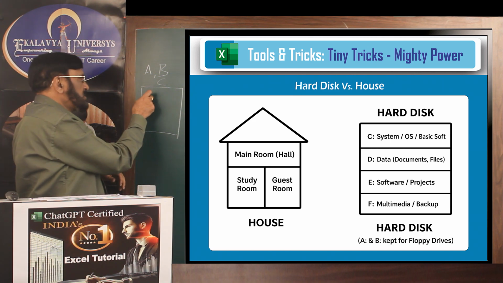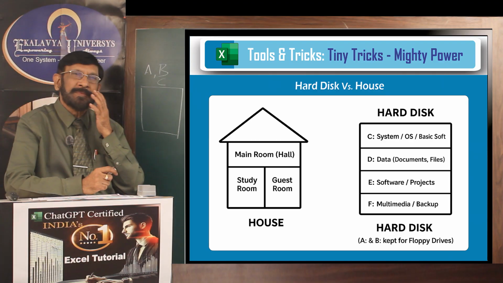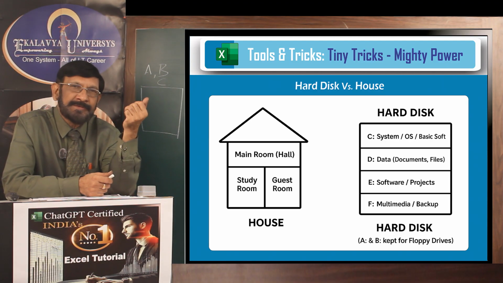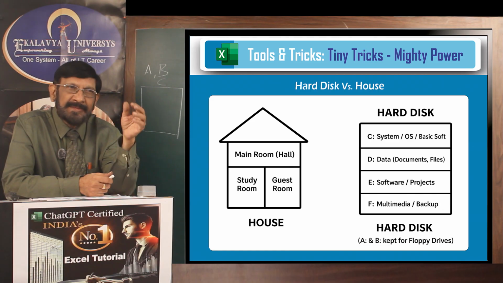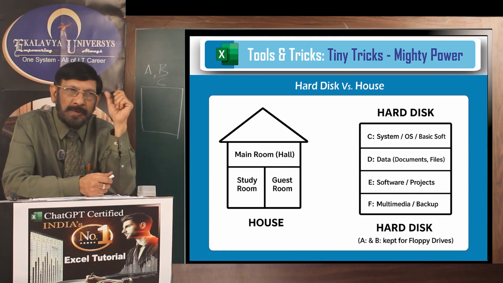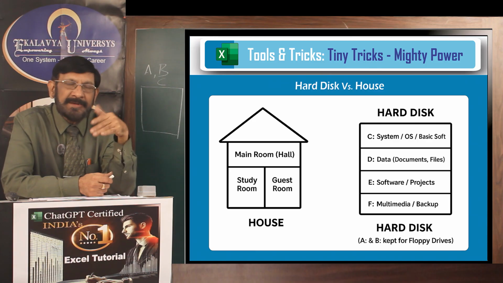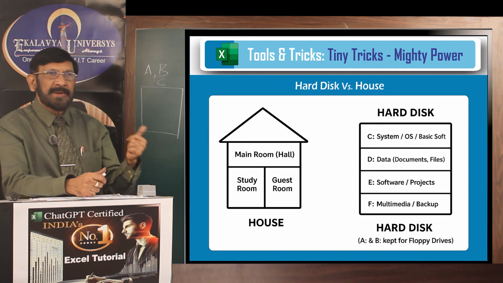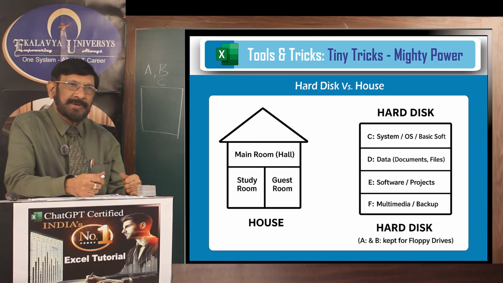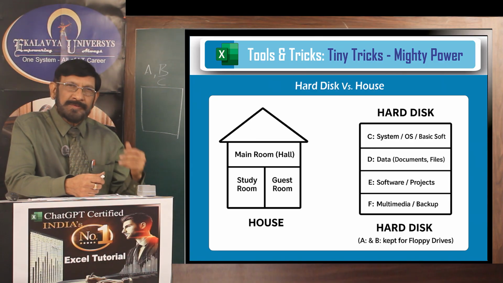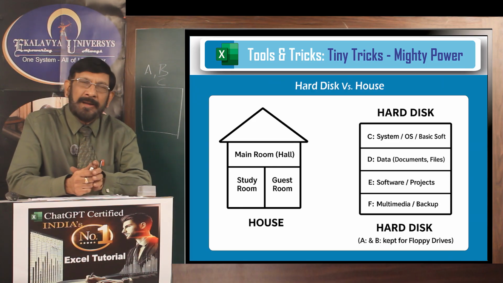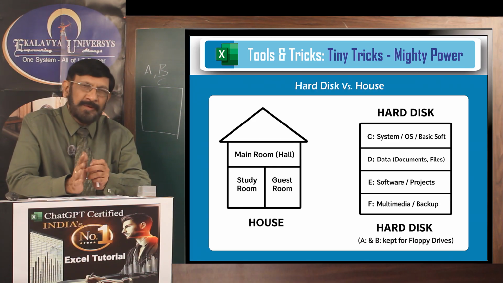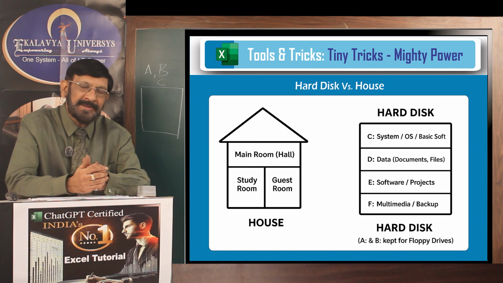But as far as C is concerned, one specialty is there. All core softwares are stored in that. Your operating system, basic softwares, etc., are stored in C drive. The rest of the drives you can classify according to your convenience. Suppose D drive for data, documents, etc. E drive for software, projects. And F for data, multimedia, backups, etc. According to your convenience, you can decide the partitions.